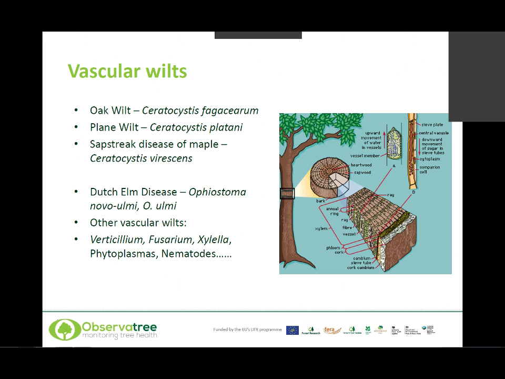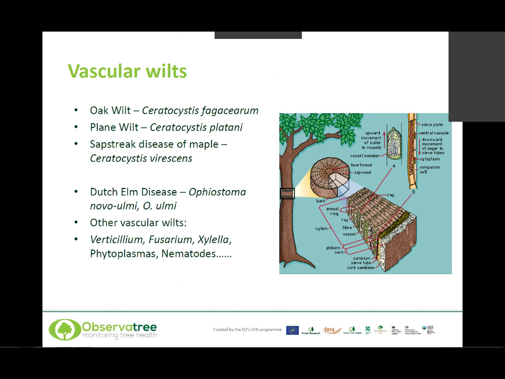But there are other different types of organisms that can cause vascular wilts. Verticillium and Fusarium are both fungal pathogens, and again very common on certain tree species. Xylella is a bacterial disease, and this is causing real problems in Europe at the moment. But there's also some other microorganisms like phytoplasmas which can cause vascular wilts, and also nematodes as well that will all cause problems in the vascular tissue.